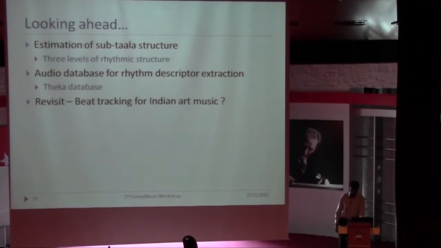Looking ahead, estimation of sub-Tala structure at the vibhag level, which would mean a sub-beat level, a vibhag level, and a Tala cycle level structure, is a better way of approaching the problem of rhythm description, I would say. And we need to create a Teka database, which might be very useful if you want to do rhythm description and phrase modeling together. We'll also need to finally revisit the whole concept of beat tracking for Indian art music and see if it has any contextual importance as such.